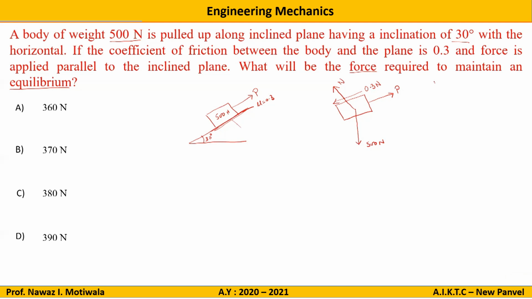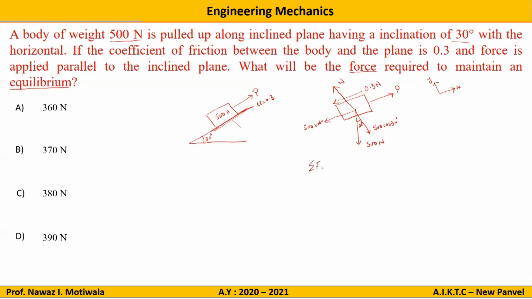Now if you observe, if I consider this as my coordinate system X and Y, the only inclined force is this one, that is 500 Newton. So I will draw one line parallel to X and one line parallel to Y, resolving the components. This will be 500 cos 30, because the angle is 30, and this will be 500 sin 30. So after drawing the free body diagram, next we apply the conditions of equilibrium.